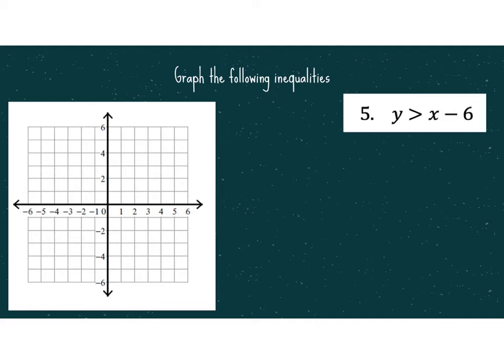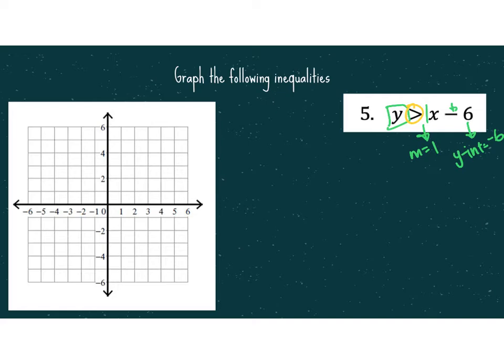Okay, let's take a look at number 5. So in number 5, again, I want to make sure that I have y by itself, which I do. My inequality symbol this time is that one. And over here I have 1x minus 6. So my y-intercept is -6 because of that guy right there. And my slope is equal to +1.